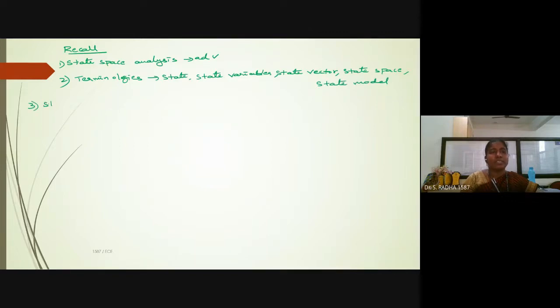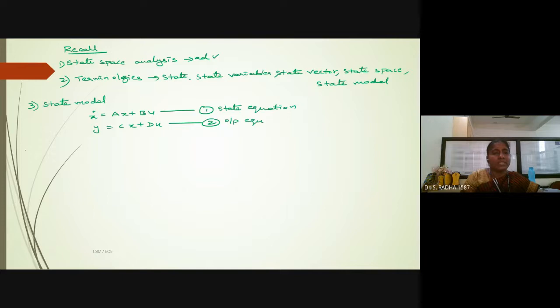Thirdly, what is the state model? We will have 2 equations: x dot equal to Ax plus Bu, and y equal to Cx plus Du. This is the state model. The first equation is the state equation, and the second equation is the output equation. This is the third thing we discussed.